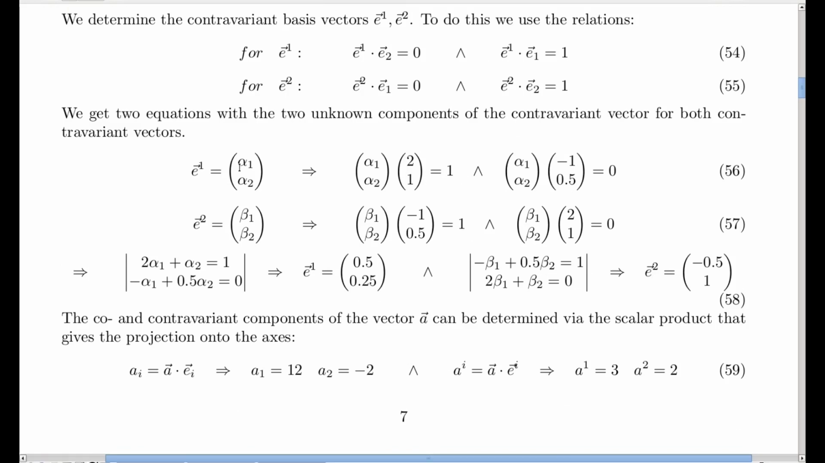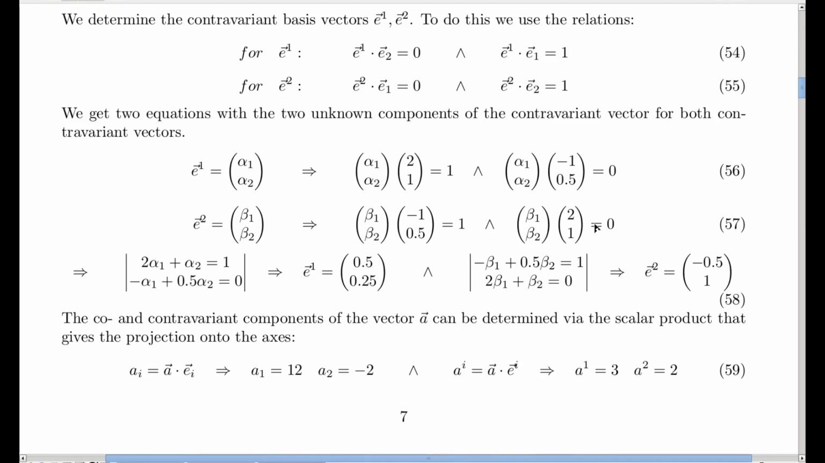So that means we have a system of two linear equations with two unknown values, which are very easy to solve. For E1 contravariant we get the components 0.5 and 0.25. In analogy, we can calculate E2 contravariant. Here we have written the unknown values beta 1 and beta 2, and as a result we get the components -0.5 and 1.